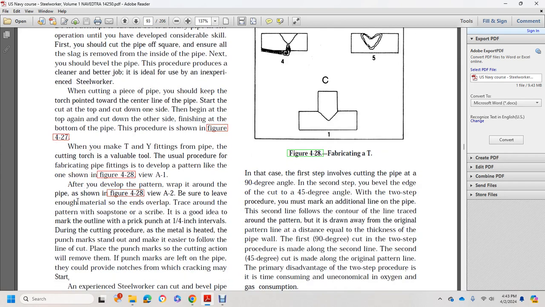When making T and Y fittings with pipe, coping is a valuable tool and a useful procedure for fabricating pipe fittings. Develop a pattern like the one shown in figure 428. For view A1, to develop the pattern, wrap the pattern around the pipe as shown in figure 428. View A2, be sure to leave enough material at the ends for overlap, and trace the round pattern. It's a good idea to mark the outline with a prick punch at 1/4 inch intervals during the cutting procedure. The metal is heated so the punch marks stand out, making it easier to follow the line of cut. Place the punch marks in the cutting action, then remove them.